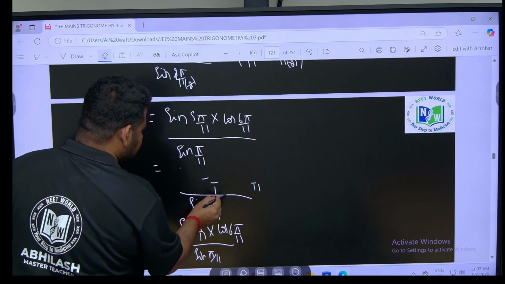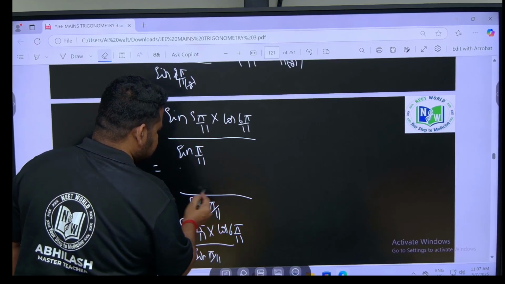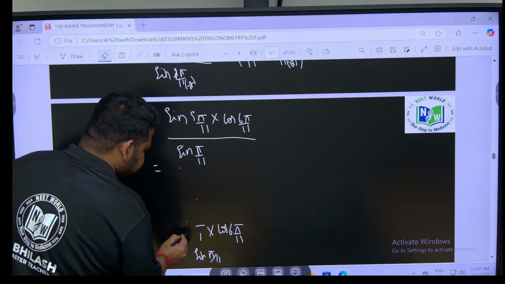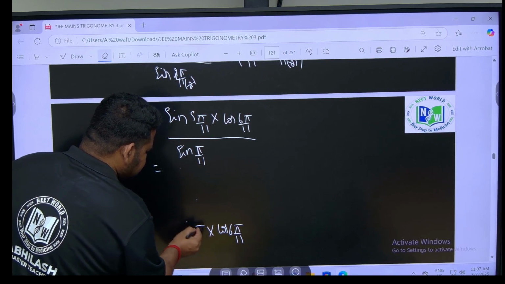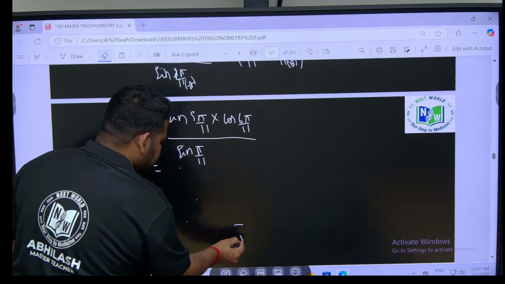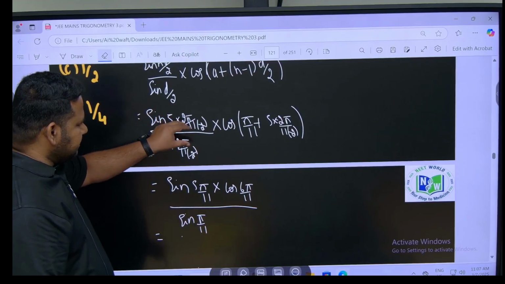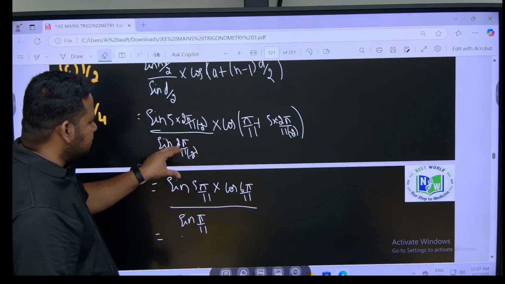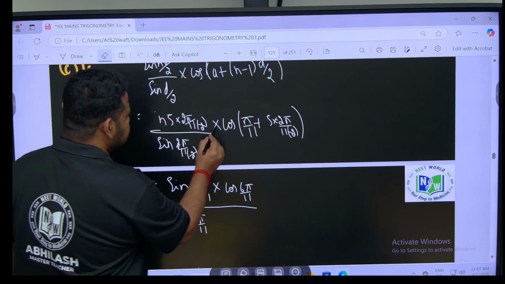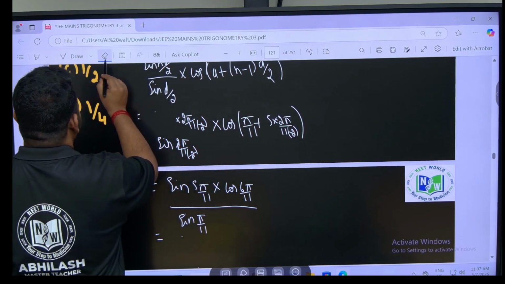Actually, we need not do all these steps. Here itself, if you take d by 2 here, and here also d by 2, and here also d by 2, this will get cancelled.